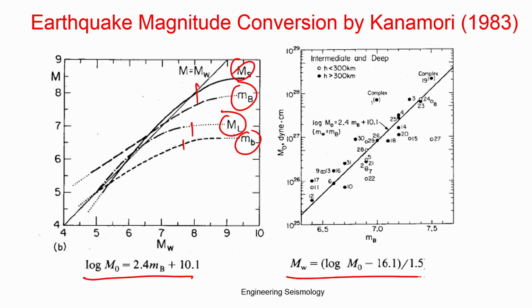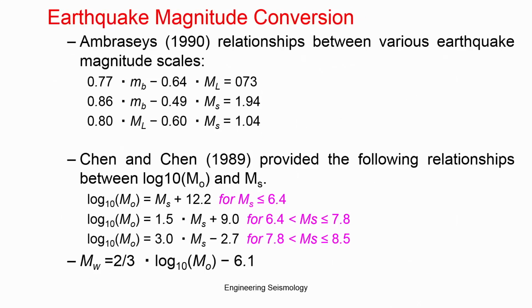You can also see another relation where you can see the data they used and try to compile this kind of relation. They also gave it for depth of data. Such kind of relation was also developed by several people. This is a typical relation developed by Ambraseys, 1990, between the various magnitudes, MB versus ML, then MB, MS, ML and MS. So like that there are different equations, and these equations are also related to M naught.